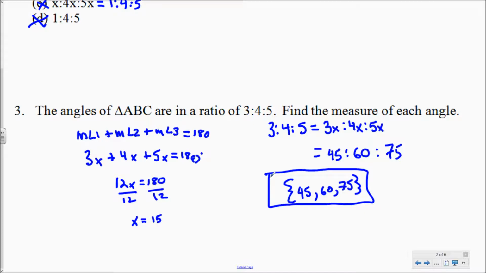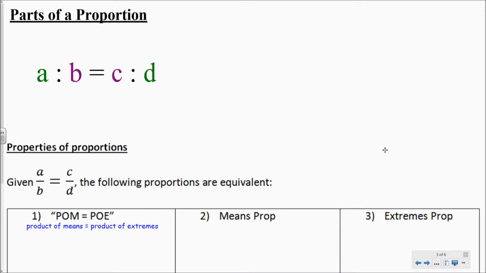Okay. Now, when we're working with ratios and proportions, it's sometimes helpful to represent them in similar ways. And for that, we're going to use proportions. Now, proportions have several properties which help us manipulate them into more conveniently representing them. So first, before we go into the properties of proportions, let's talk about what actually makes up a proportion. So again, a proportion is just the equivalence of two ratios.